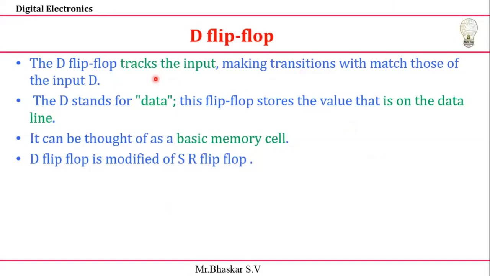The D flip-flop tracks the input, making transitions that match those of the input D. The D stands for data. The flip-flop stores the value that is on the data line. It will just store the value. Suppose I want to store whatever the data is on the data line, I can use a D flip-flop without changing the output. It can be thought of as a basic memory cell. Generally, we call it a basic memory cell, and the D flip-flop is a modification of the SR flip-flop. We can modify the SR flip-flop, and we can modify the JK flip-flop also. So generally, we call it a modified SR flip-flop.